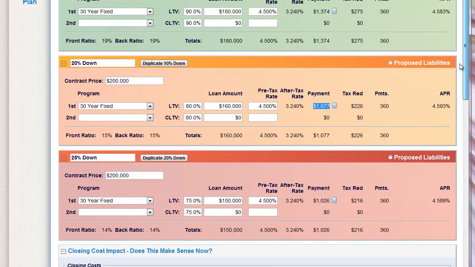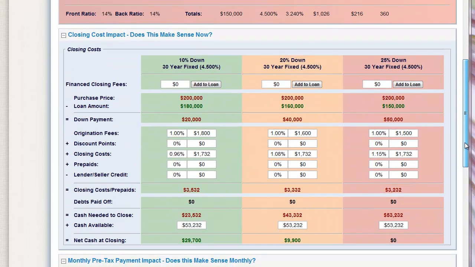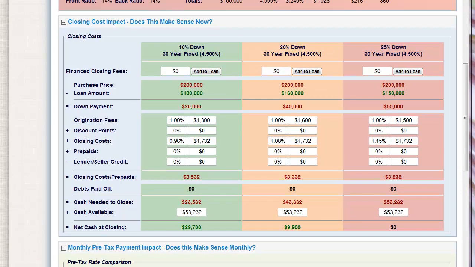Now, what I've done here is really simple, right? I've just set up a 10, a 20, and a 25% down. The first question is closing costs. At 10% down, I put in a 1% origination and say a 1732 closing costs. My closing costs are pretty much the same, though they're a little different. Why are they a little different? Because 1% on 150,000 is less than 1% on 180,000. So I can see a slight difference here in my closing costs.